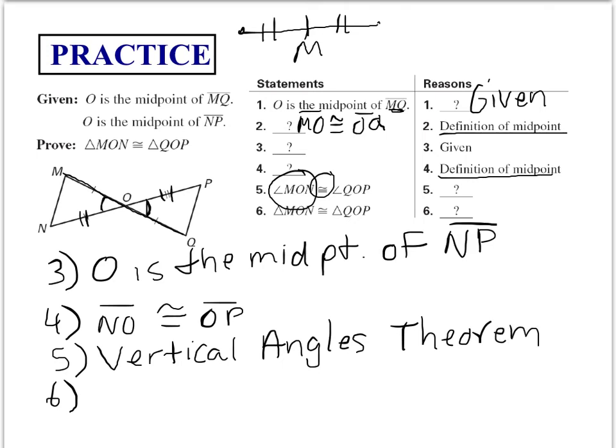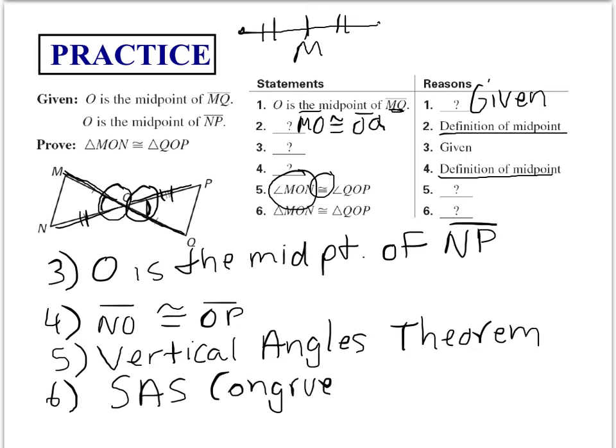So finally, let's look at what we have here. We have one side, two sides, and this included angle. So we have a side-angle-side congruence postulate that tells us that these two triangles are congruent. Okay?